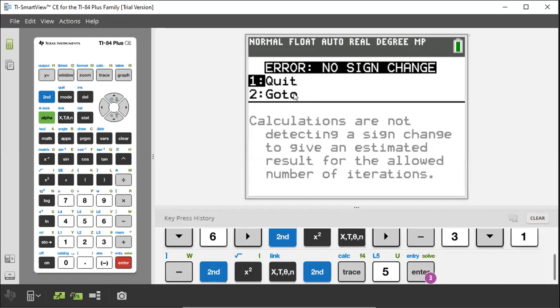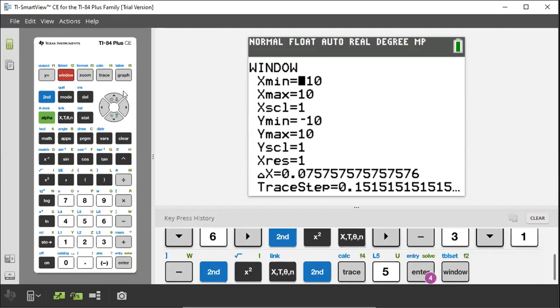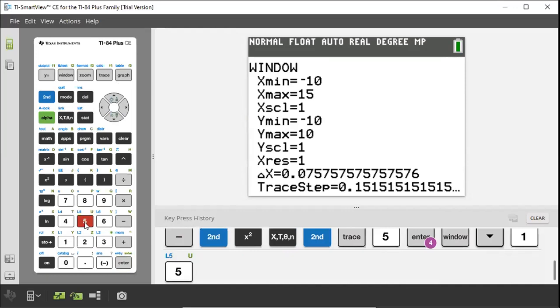It says no sign change. What that means is that it's telling me that my window was not large enough to accommodate the answer or the intersection. So all I would do is I would press quit. I'm going to go to the window, and I'm going to actually change the size of the window. I'm going to make it a little larger. The X max I'm going to make a little larger so I can make sure it accommodates all my answers. The highest answer, if you remember, was 11.8, so 15 is greater than that.